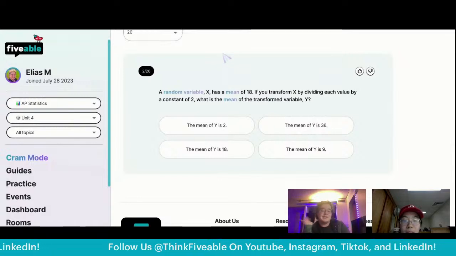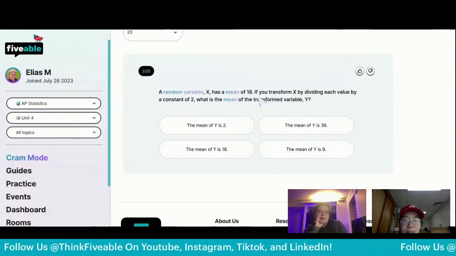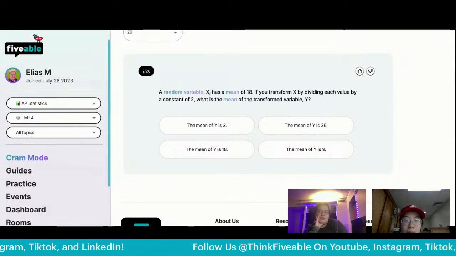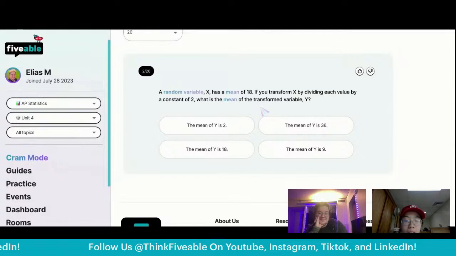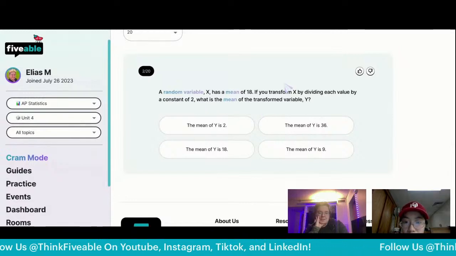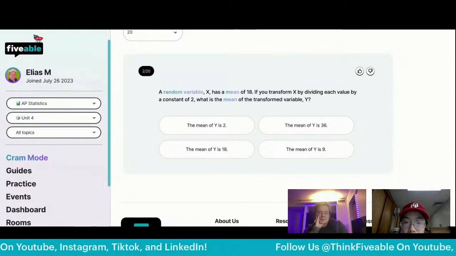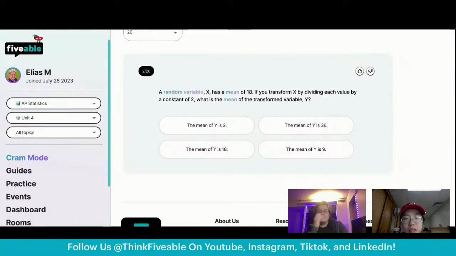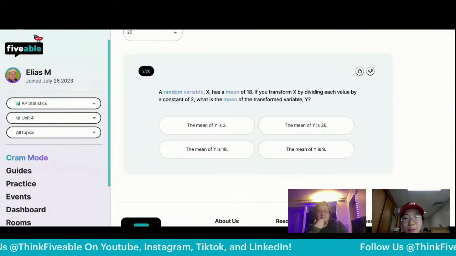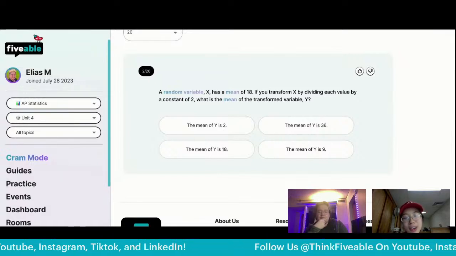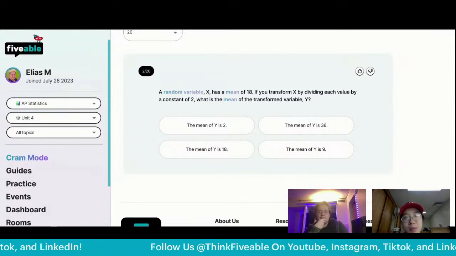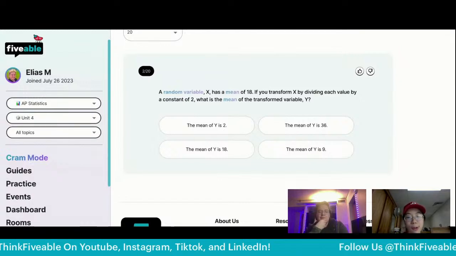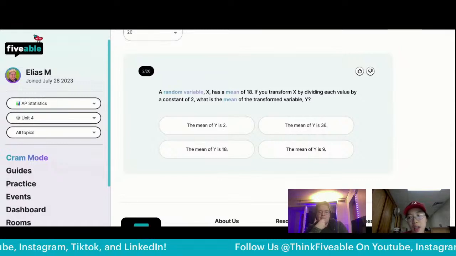It's been a minute since I took AP Stats, but I'm looking at this and I'm somewhat confused, to be completely honest. I don't know why they say random variable. I think they mean more like a set of numbers. Basically, if you had a set of numbers whose mean is 18, and then you transform that set by dividing each value by 2, what's going to be the mean of the new set?